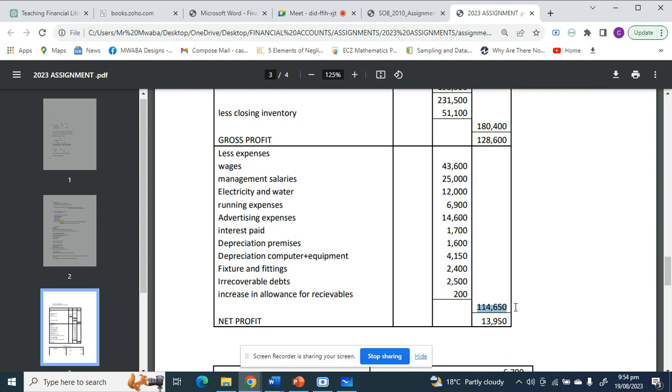To get your net profit, it is gross profit minus the total expenses. 128,600 minus 114,650, we get 13,950. That's our net profit. And that's where the statement of profit or loss ends. Any questions?